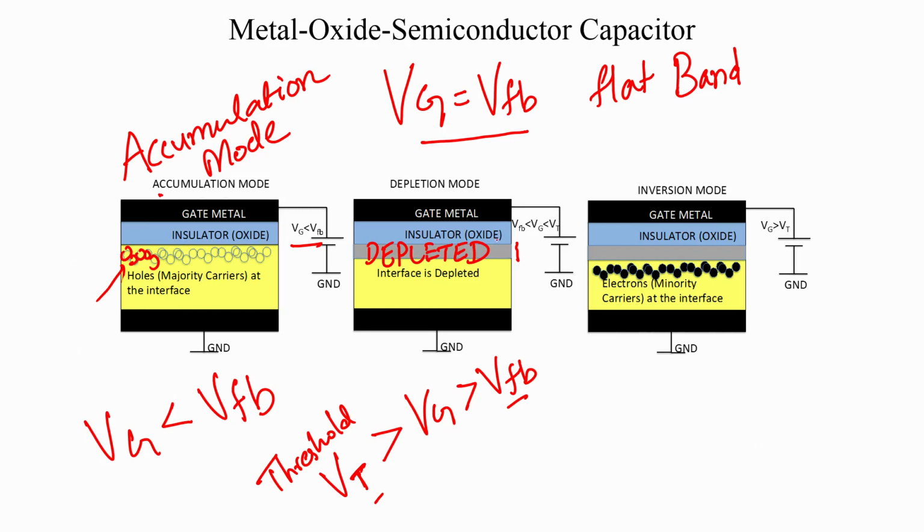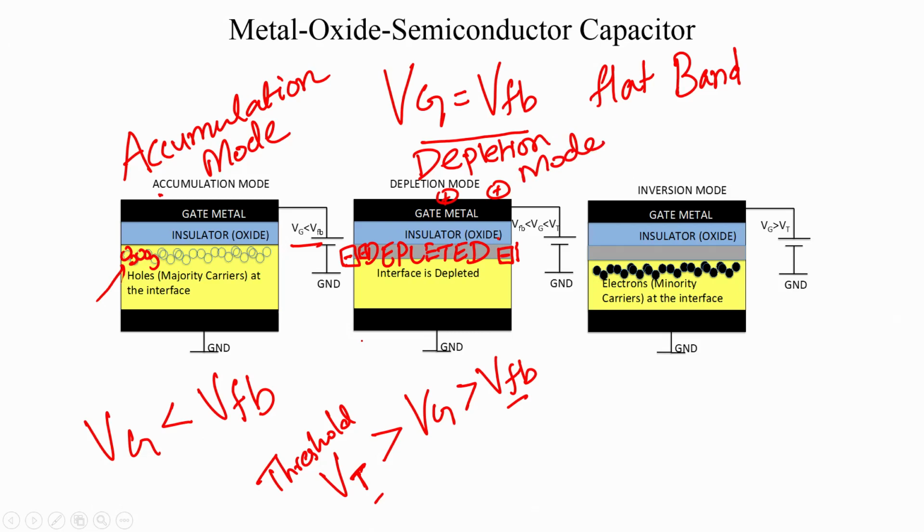So, the insulator semiconductor interface is depleted, and all the negatively charged acceptor ions are exposed and they are balancing all the positive charge on the gate metal, and this mode of operation is called the depletion mode of operation.